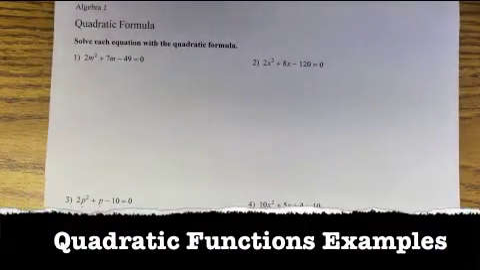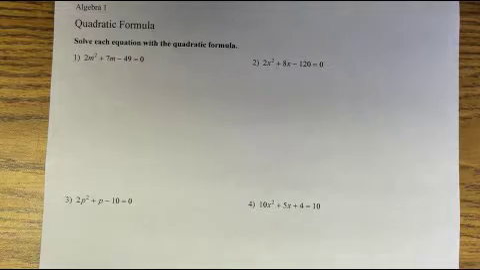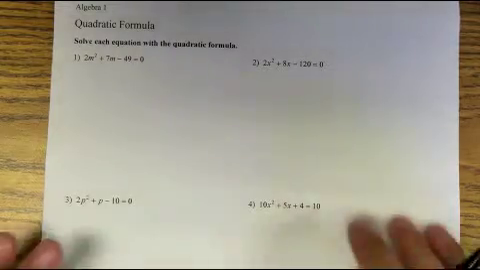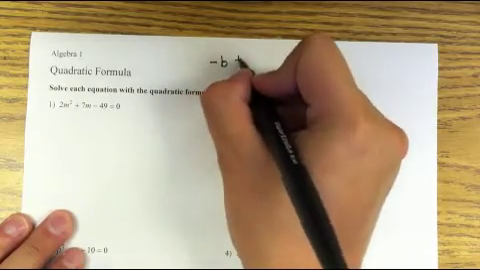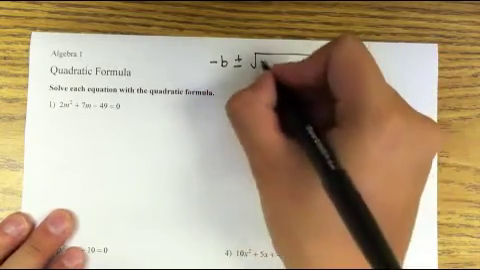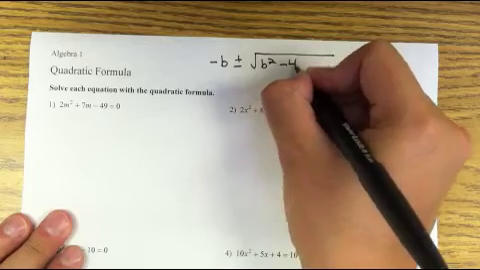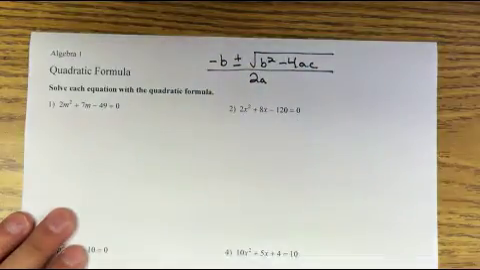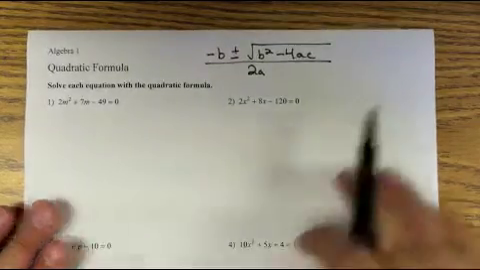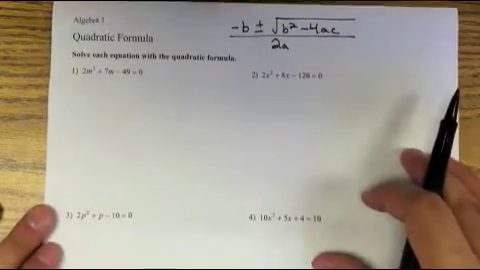All right, guys, today, like I said, we're going to be solving these using the quadratic formula. I'm going to put it at the top of the page again. Once again, what is it? Negative b plus or minus the square root of b squared minus 4ac all over 2a. Okay? Cool. All right, let's look at the first problem.